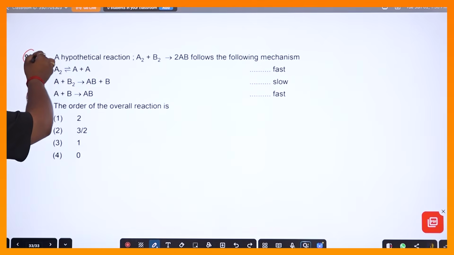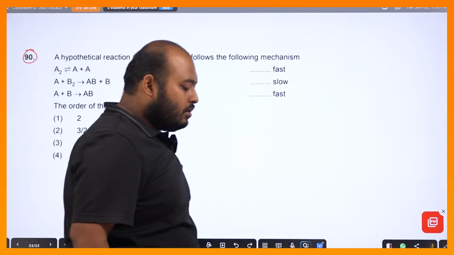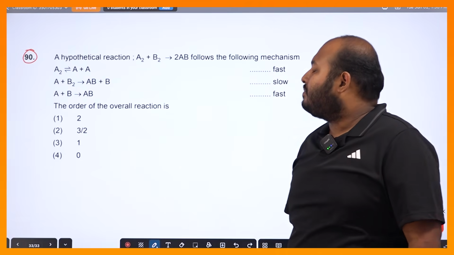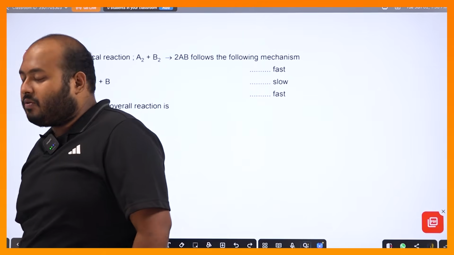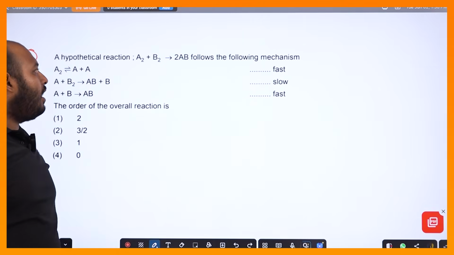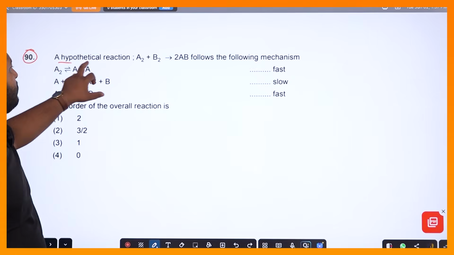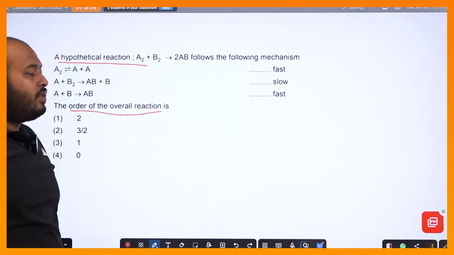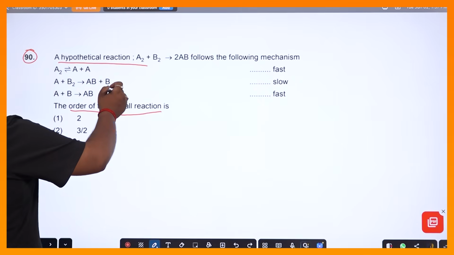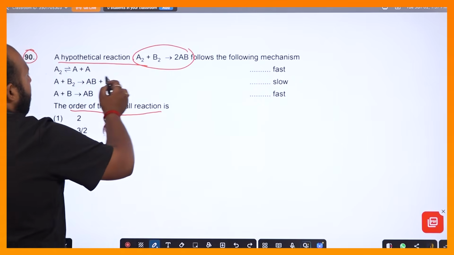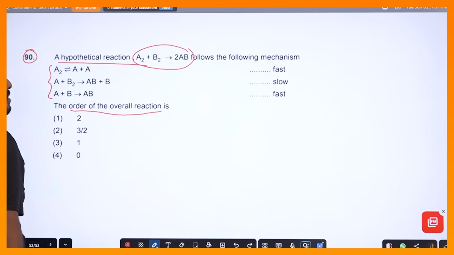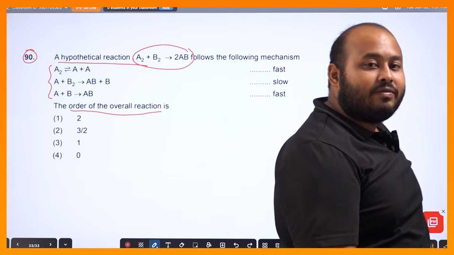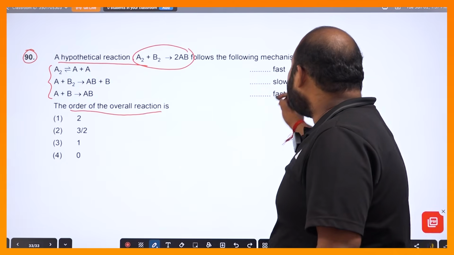So we are doing our last question in this case. That is from chemical kinetics, and this question is also a repetitive question, so try to understand it. It is asking for the order of the overall reaction. This is the main reaction, and you can see that it is a multi-step reaction. In a multi-step reaction, the rate of the reaction mainly depends on the slowest step.